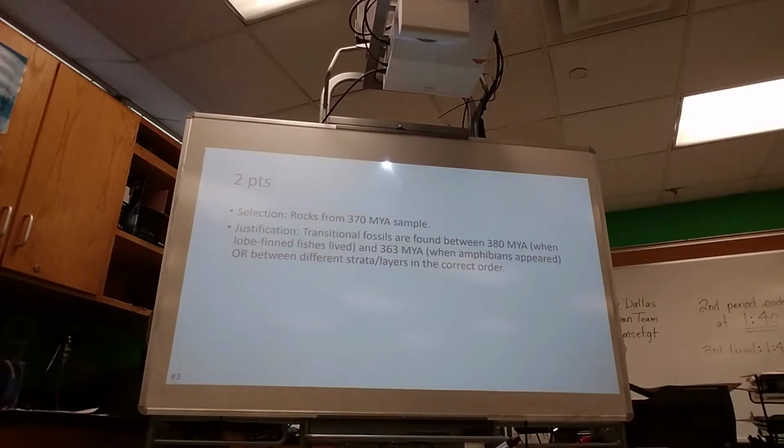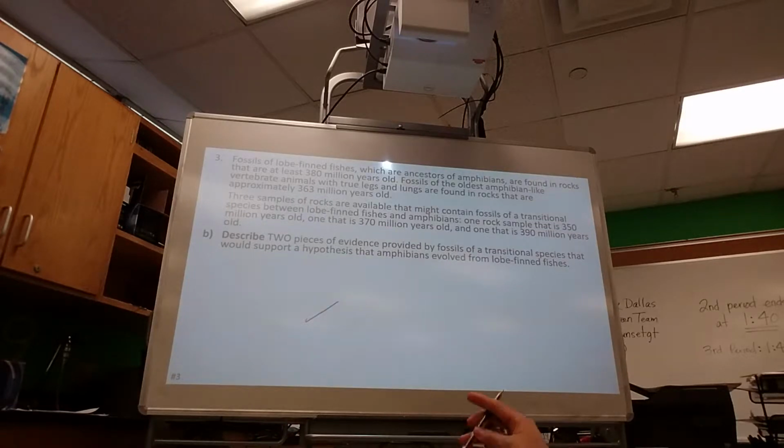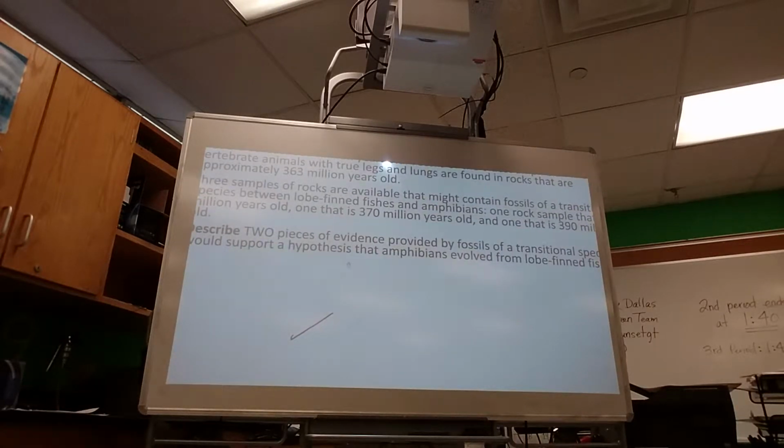So, you got 2 points, 1 point for selecting that it's 370 million years ago, another point for saying that amphibians evolved. Basically what we said. Alright, so B: describe 2 pieces of evidence provided by fossils of a transitional species that would support a hypothesis that amphibians evolved from lobe-finned fishes. So we need to figure out what would be a characteristic of a transitional species.